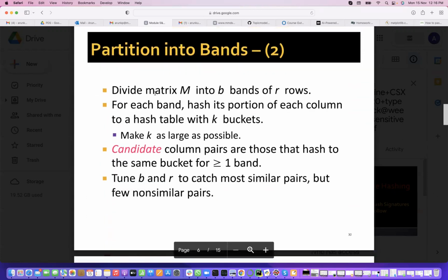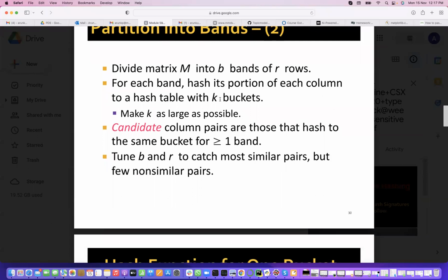So divide matrix M into B bands of R rows. For each band, hash its portion of each column to a hash table with K buckets. So for each band, we are not hashing the entire signature now. Band wise we are hashing, okay? For each band, hash its portion of each column to a hash table with K buckets.